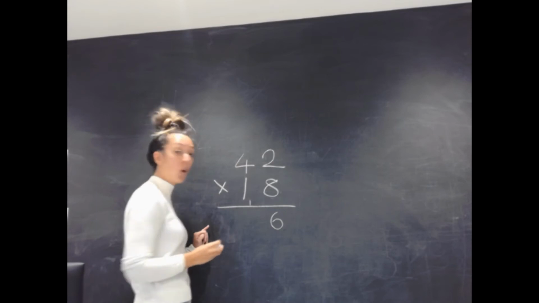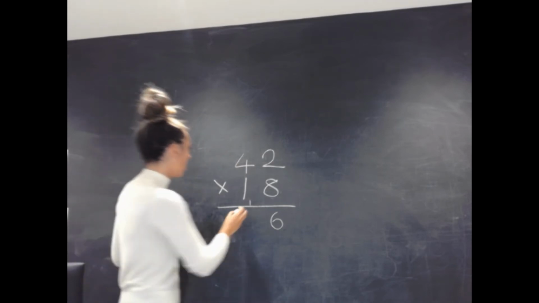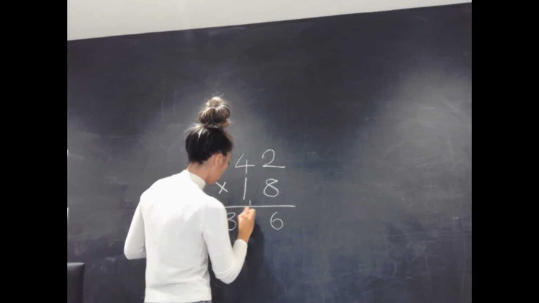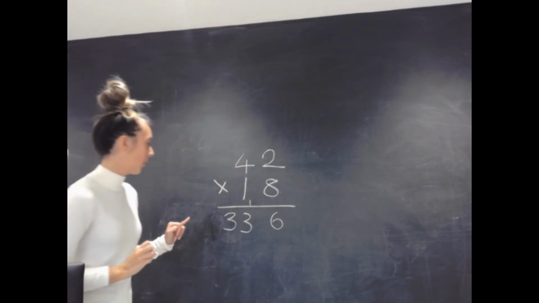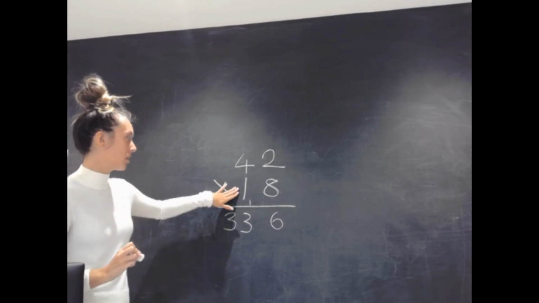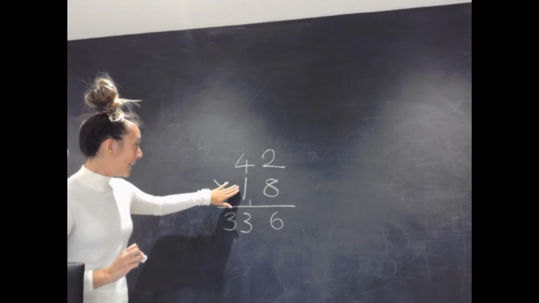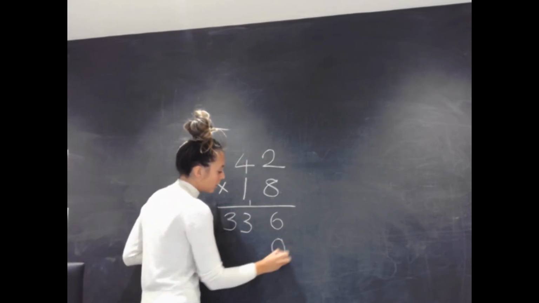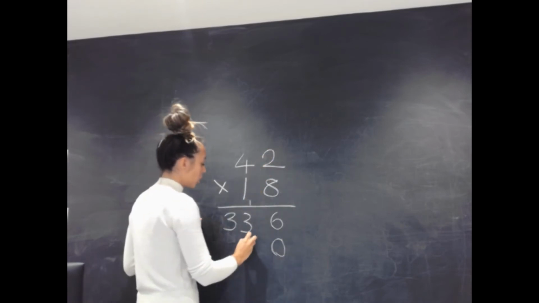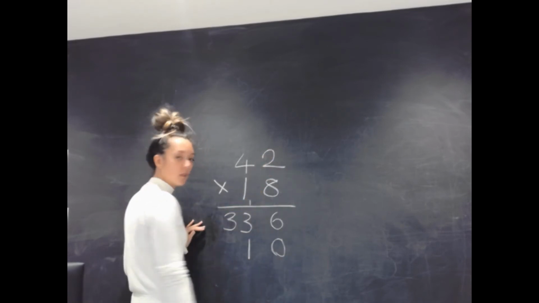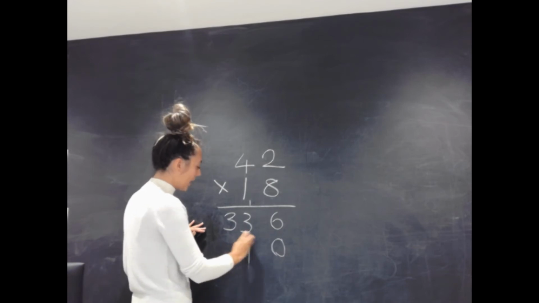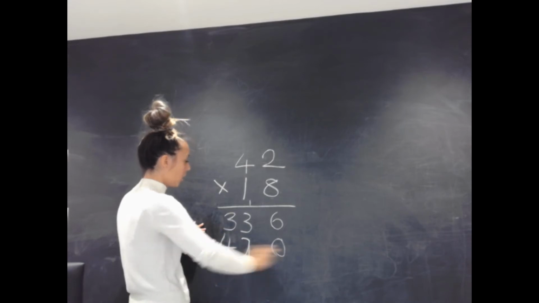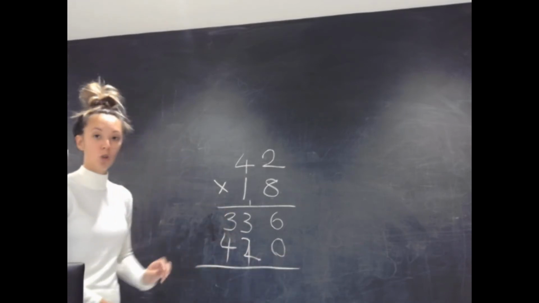8 times 4 is 32, add the 1, 33. Okay? Then I go into my tens column. I need to times my 10 by the 1, but it's already a 10, so I put my 0 down first. 1 times 2 is 2. 1 times 4 is 4. So now I need to add those two numbers together.